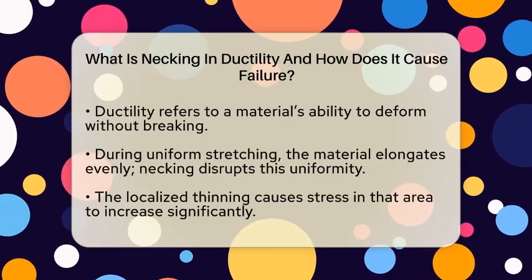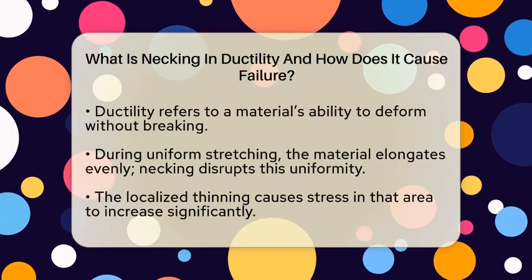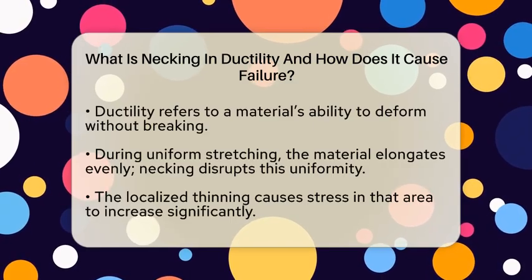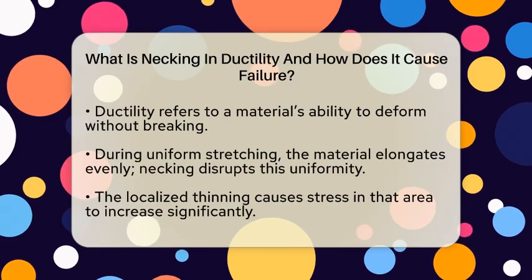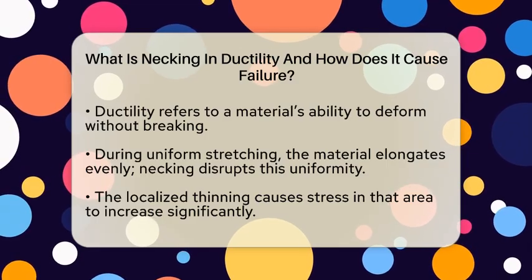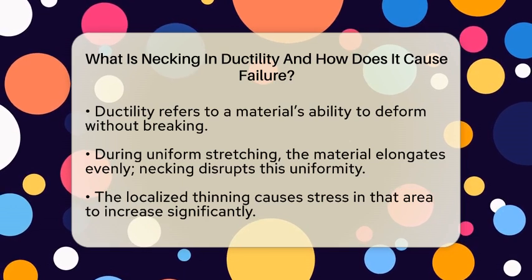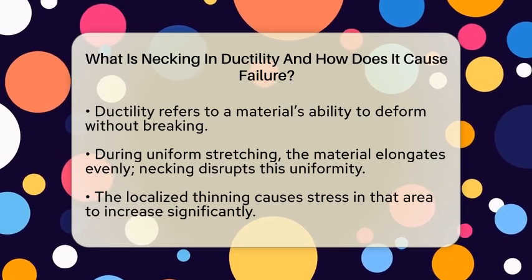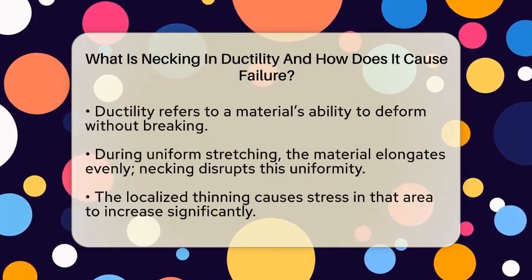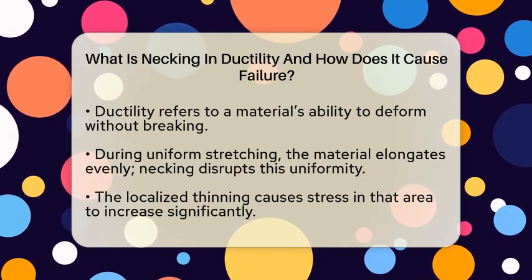But as the load increases and the material hits its highest strength point, the uniform stretching stops. Instead, strain concentrates in one spot. The material in that area becomes thinner and weaker, forming the neck. This localized thinning causes the stress in that tiny region to become much higher than in the rest of the material. Because the cross-sectional area is smaller, the same force results in more stress.